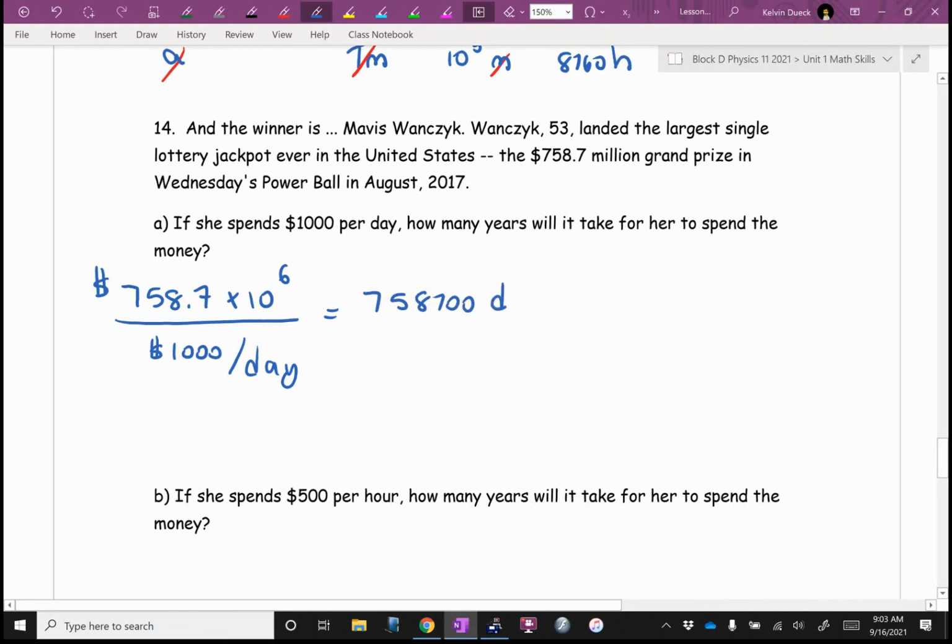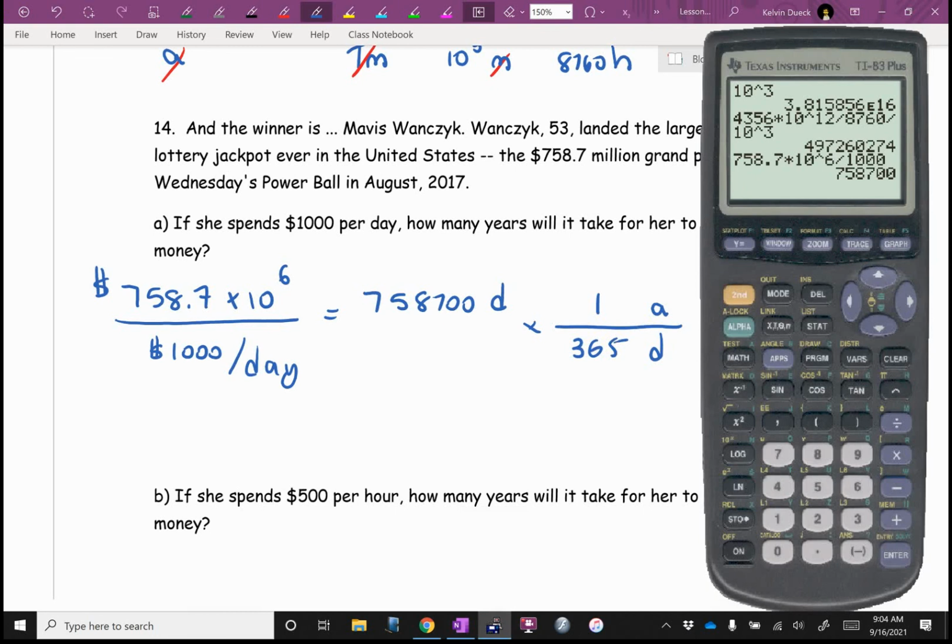I'm not going to give you one quite like this on your test. This is purely for nerdishness. What do I want to convert days into? Now I'm in familiar territory. Where is days going to go in my conversion factor? Where's years going to go? On the top. What's the conversion factor? 1 year is? So I guess I'm going to divide this by 365. If she spends $1,000 a day, can she spend this money in her lifetime? Not even remotely close.